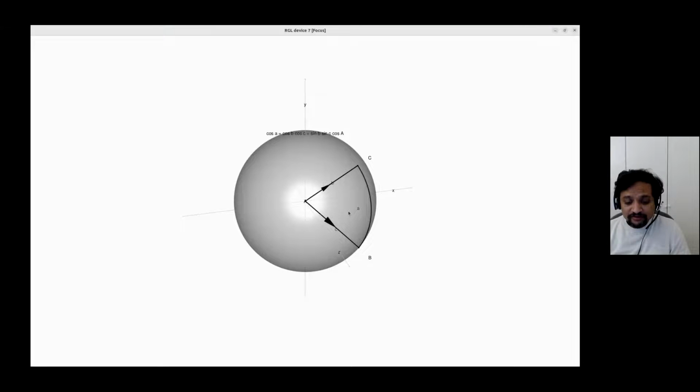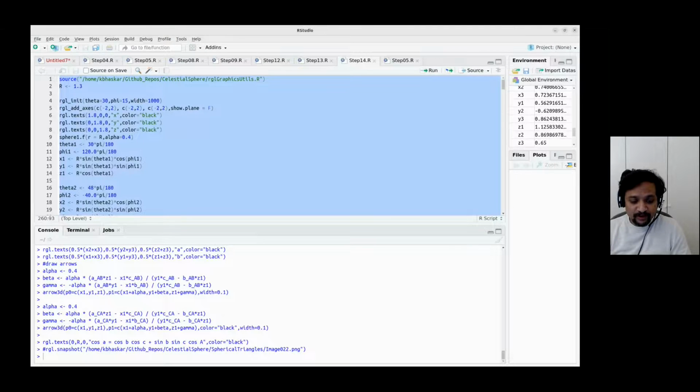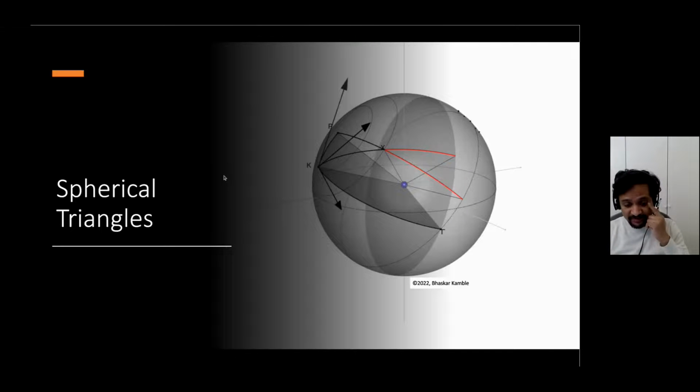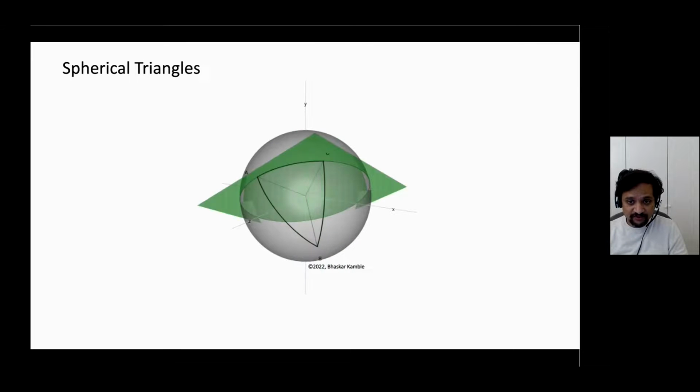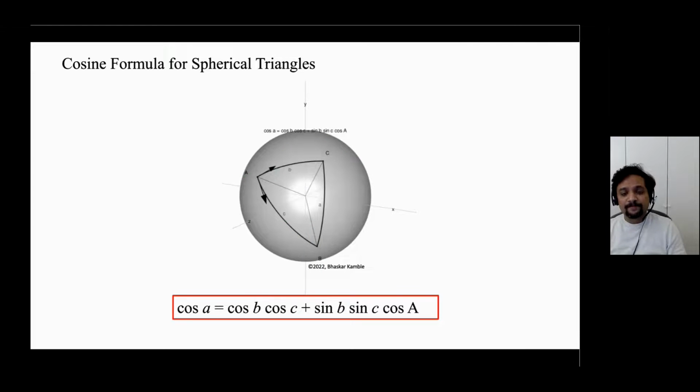Now that we know what the sides and angles of a spherical triangle are, we are ready to look at one of the most important relations in spherical trigonometry. This is just a repetition of what we just saw, the construction of a spherical triangle. And that relation is the so-called cosine formula for spherical triangles. And that is given by this formula. So, cosine a, small a, as mentioned, is this side arc BC, angle BOC. Cosine a is equal to cosine b cosine c plus sine b sine c times cosine of A.